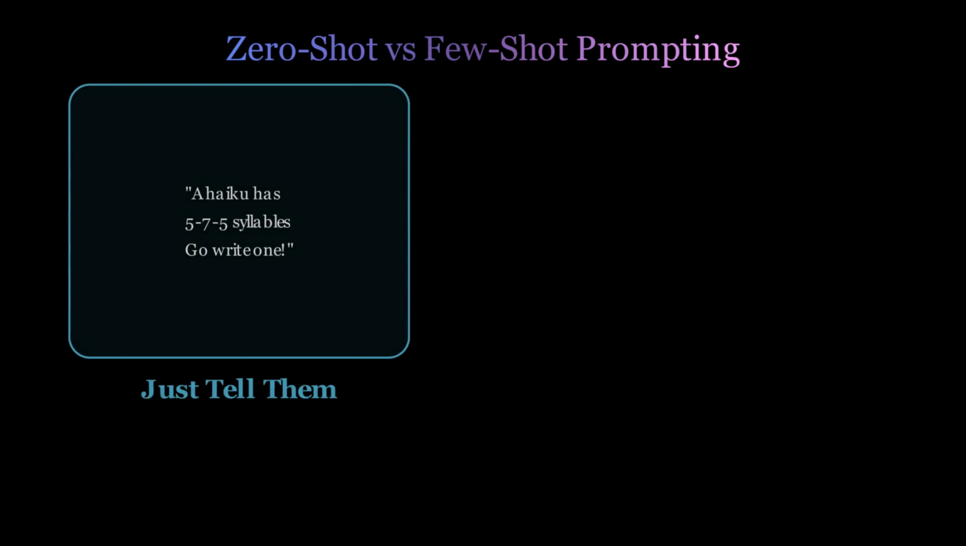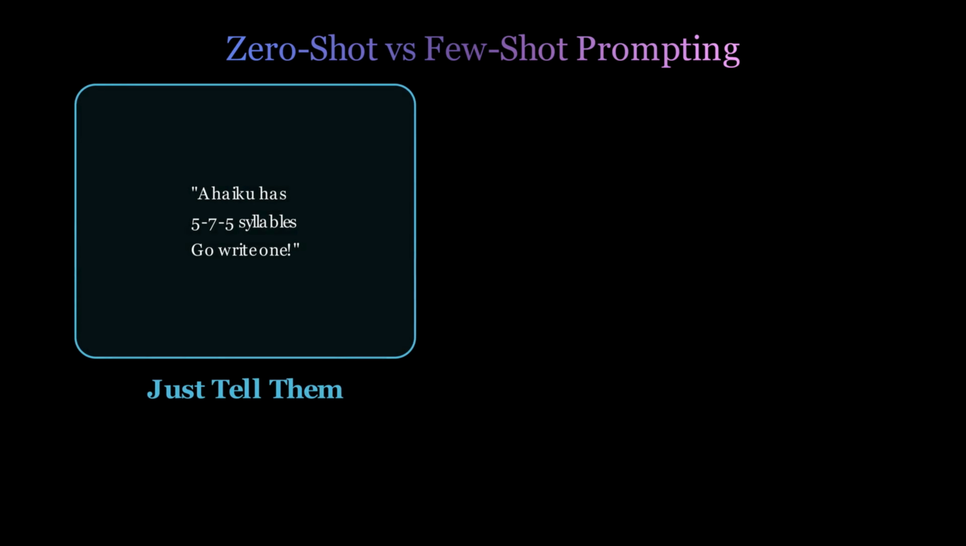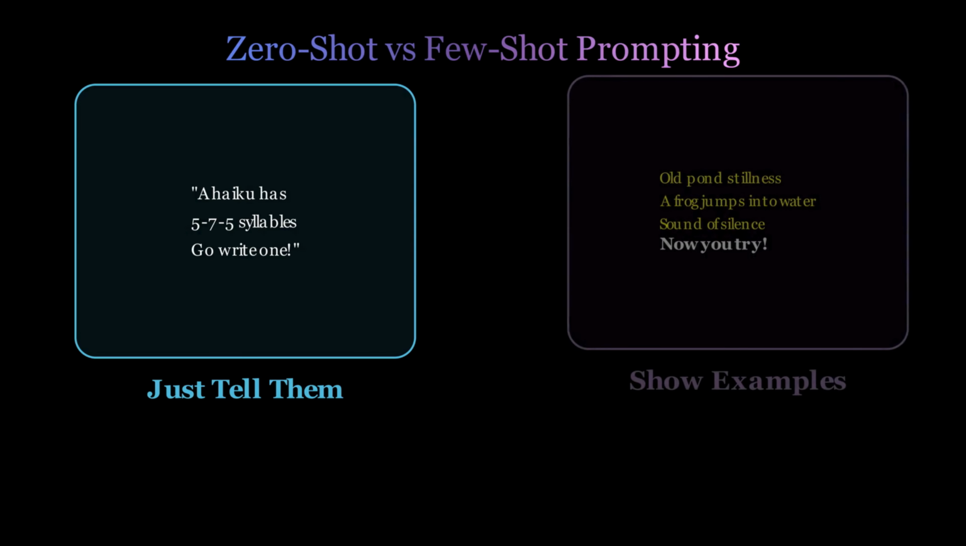Imagine teaching someone to write a haiku. Do you just explain the rules? Or do you show them examples first? You could just tell them the rules: 5-7-5 syllables. Or you could show them real examples first.